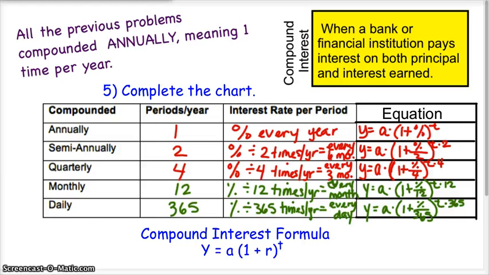For daily, there's usually 365 days in a year, so you'll take your percentage of interest, divide it by 365, which shows that you're getting interest every day. The equation will show your principal times 1 plus the percentage of interest divided by the 365 times each year, and your exponent will be 365 times the number of years it's in the account.